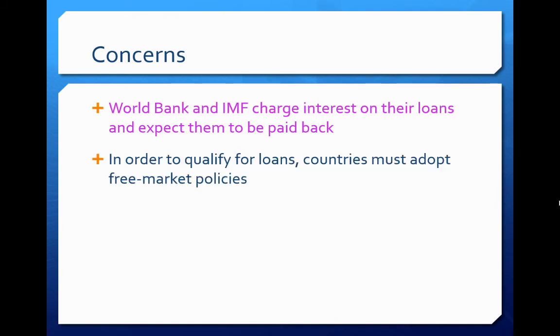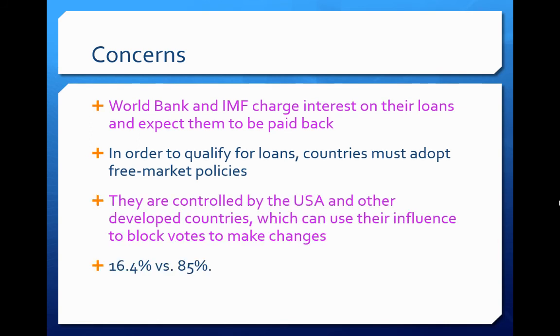So in order to qualify for loans, countries must adopt free market policies, right? They have to become capitalist countries, and not every country necessarily wants to do that. And many critics will say that they are controlled by the USA and other developed countries, which can use their influence to block votes to make changes. So, for example, many rules or many votes require 85% of countries or 85% of the global economy to support that motion. But the United States, they represent 16.4% of the global economy. So that means their vote is worth 16.4%.